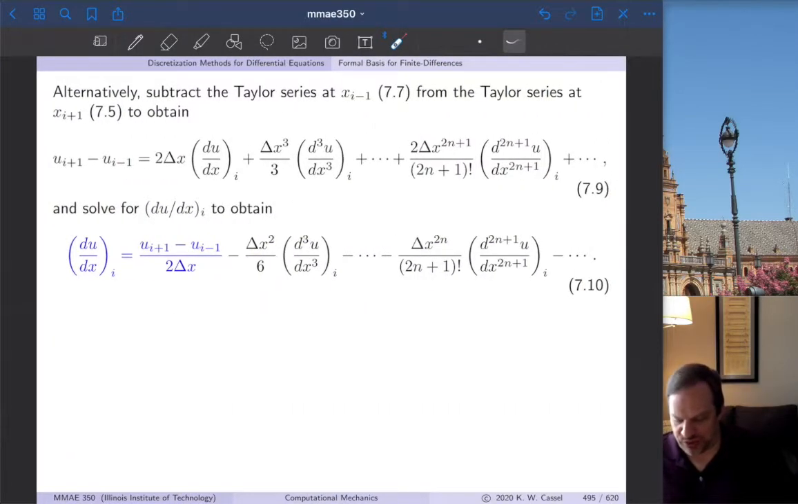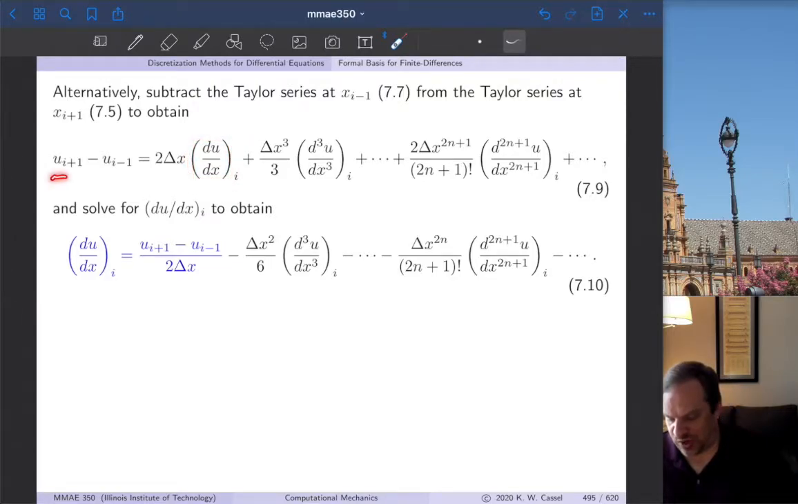Now there's one more I can do with this. What if we were to subtract the Taylor series for x sub i minus 1, the one that we just did, equation 7.7, from the Taylor series for x sub i plus 1, the first one, equation 7.4? If I subtract those equations, I get this expression, and now, again, I can solve for du dx at i. So let's do that.